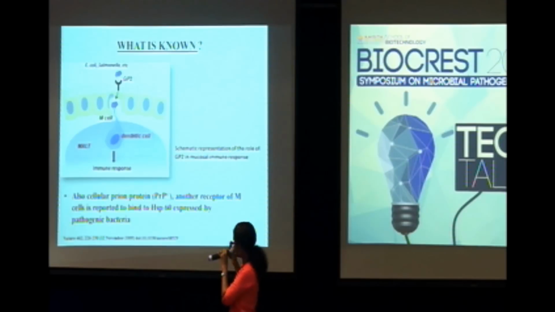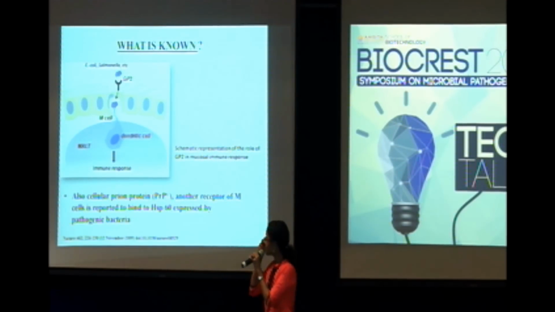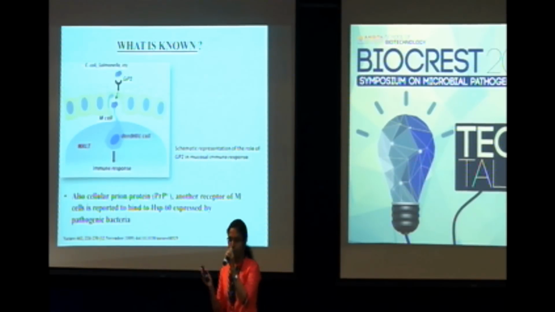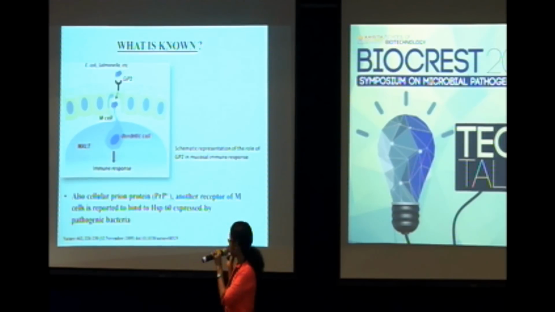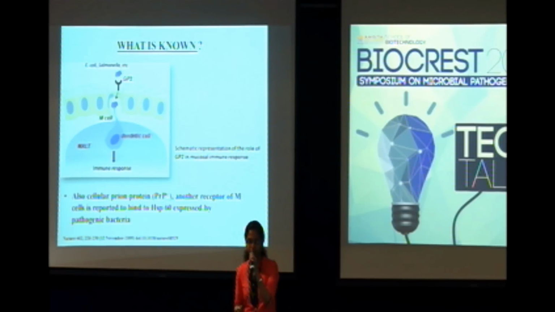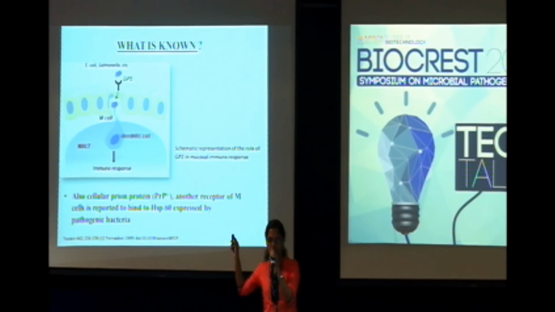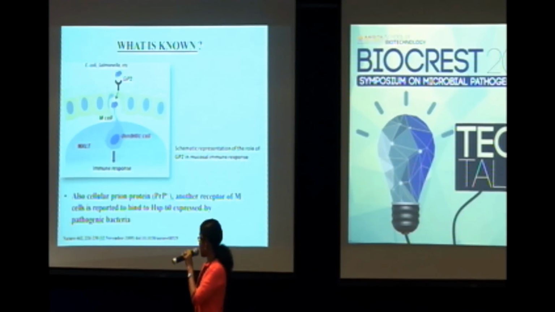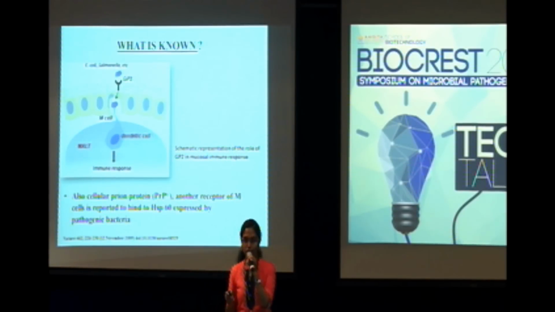What is already known about M cells is the pathogenesis of E. coli and Salmonella, and of course Brucella abortus, which is a zoonotic pathogen. Recent findings have shown that E. coli, Salmonella, and other gram-negative pathogens enter the M cells via the glycoprotein 2 receptor, which is a well-characterized receptor of the M cell. In the case of Brucella abortus, it is the cellular prion protein receptor via which the bacteria enters, and the bacteria expresses HSP60, which helps in the process.